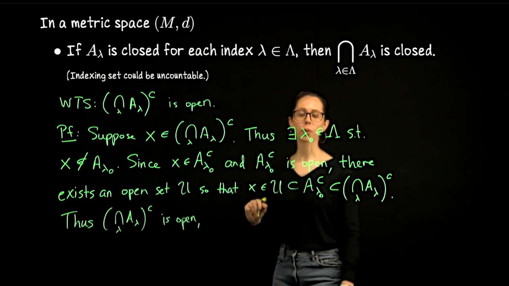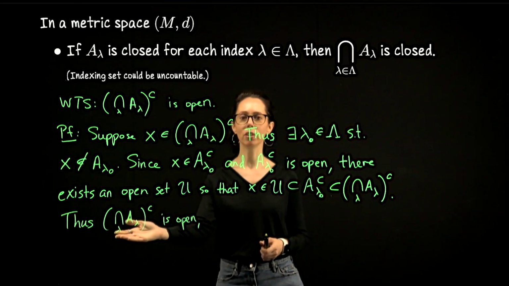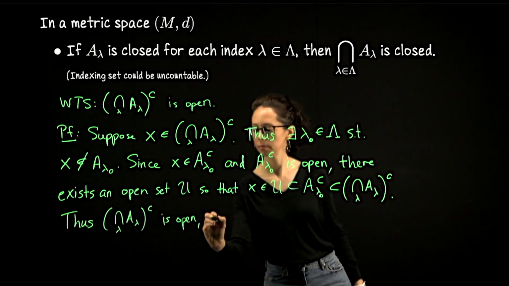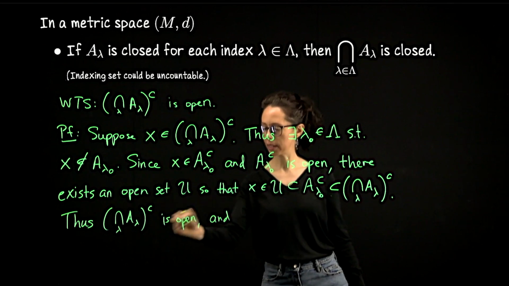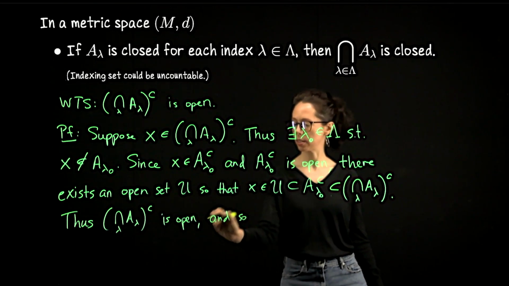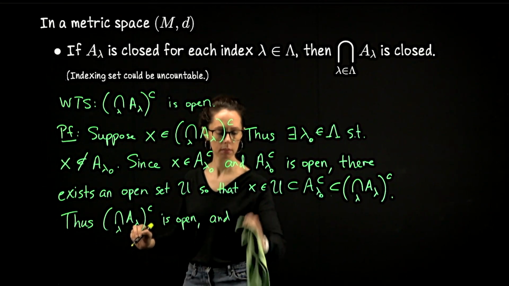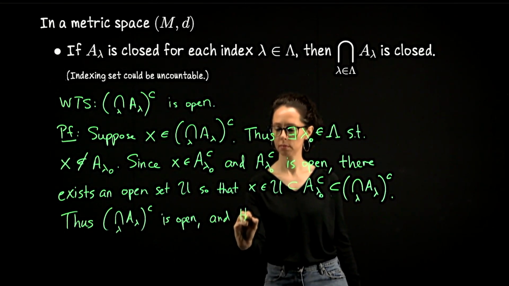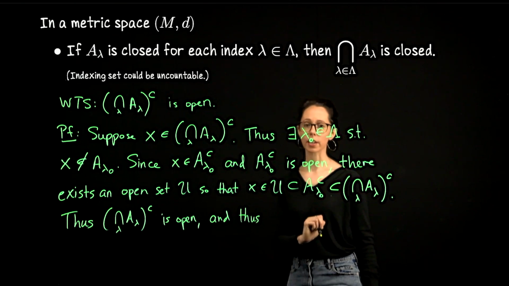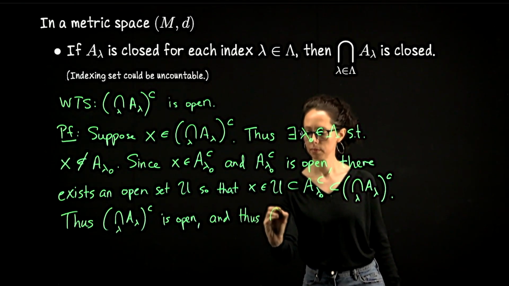We weren't really trying to prove the complement is open. We're trying to prove the original intersection is closed. So since now we can say this, and therefore, the intersection is closed.